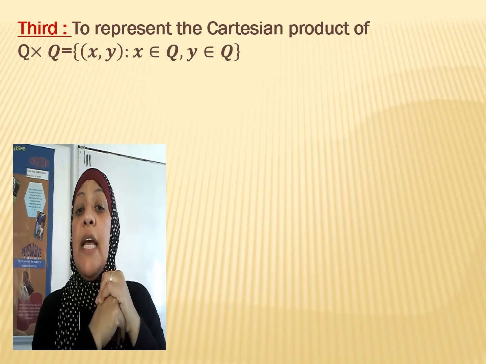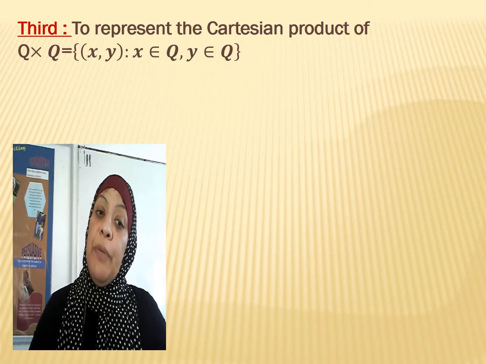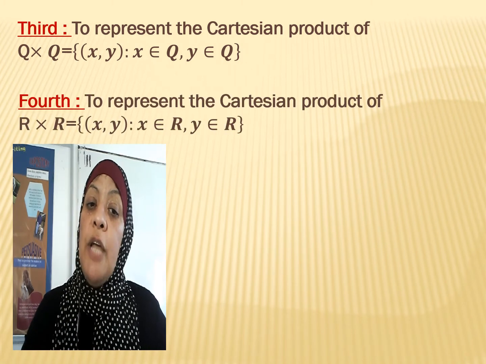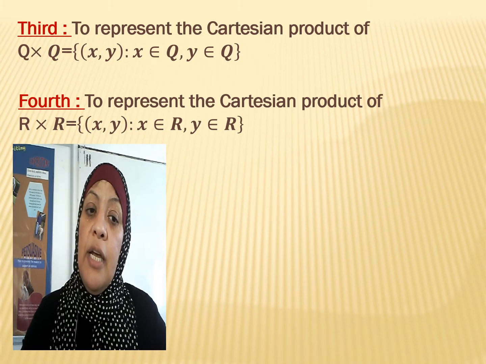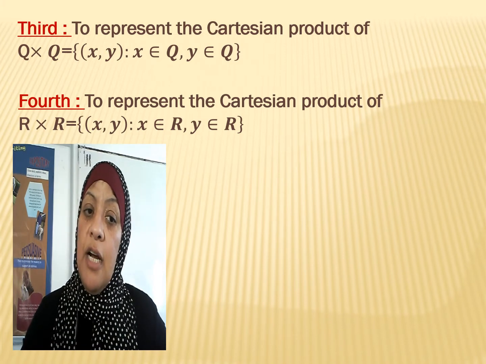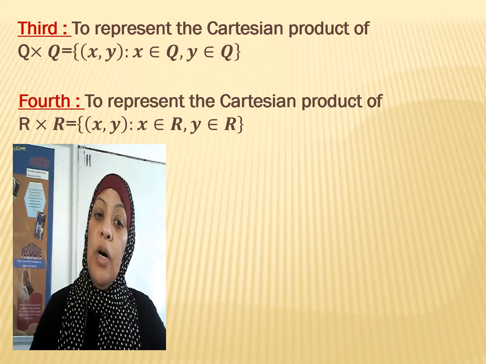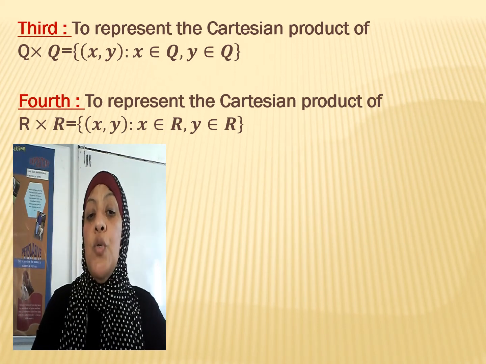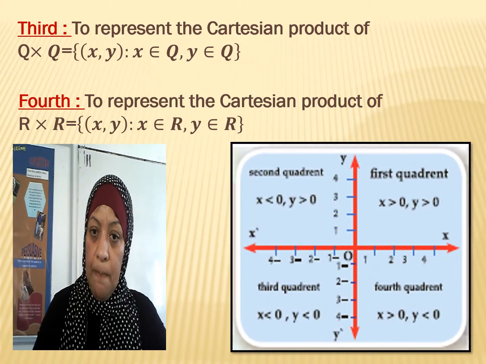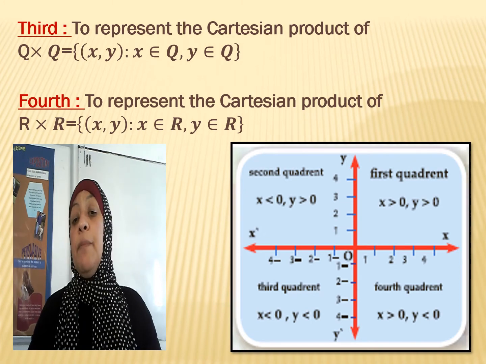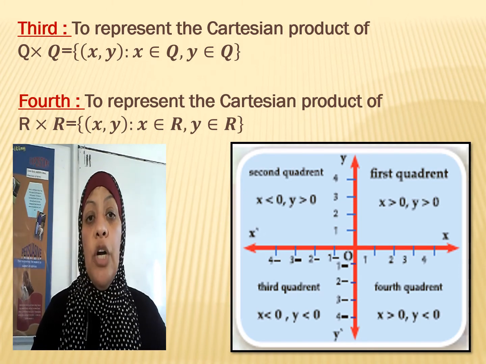To represent the Cartesian product of Q times Q, I have an ordered pair x belongs to Q, y belongs to Q. To represent the Cartesian product of R times R equals (x, y), such that x belongs to R, y belongs to R. Okay. Now in third prep we use the ordered pairs, the Cartesian product R times R.